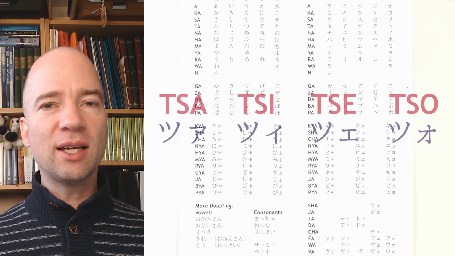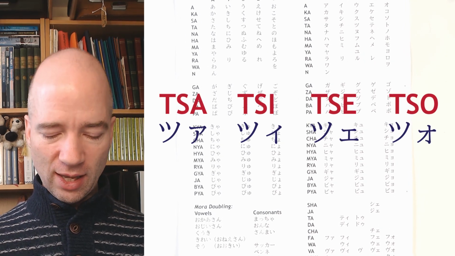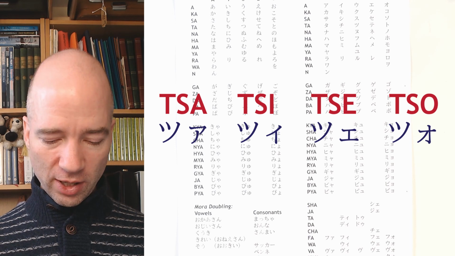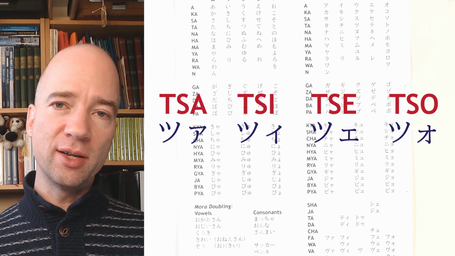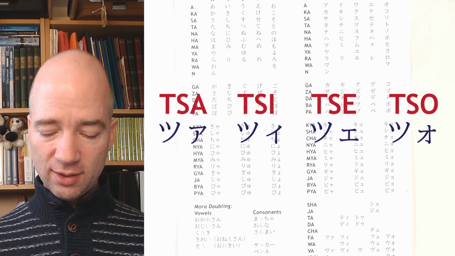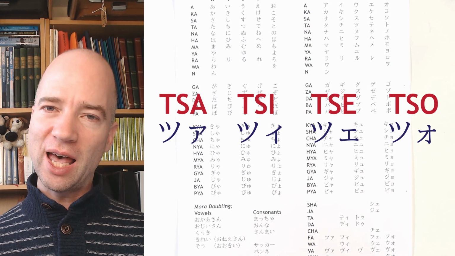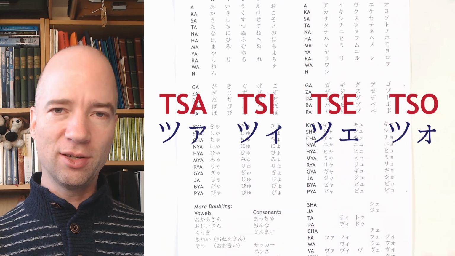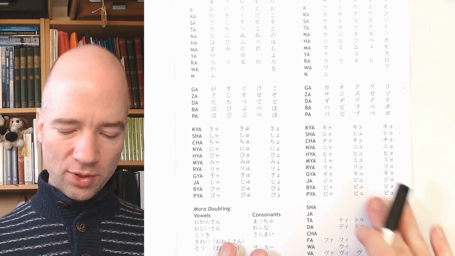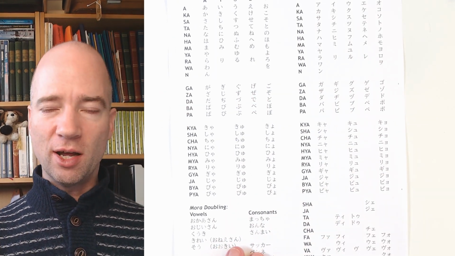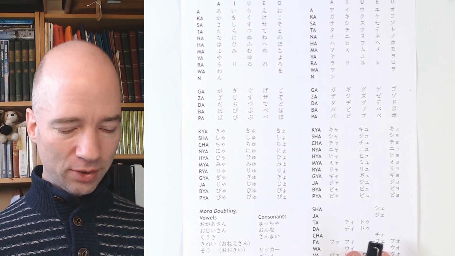And then we have tsa, and of course that's the tsu character plus the small half-size a, tsa, and you get tsi, tse, tso. And of course you already have tsu in the standard syllabary. So those are additional sounds. I'll give you some examples in a moment of using those.